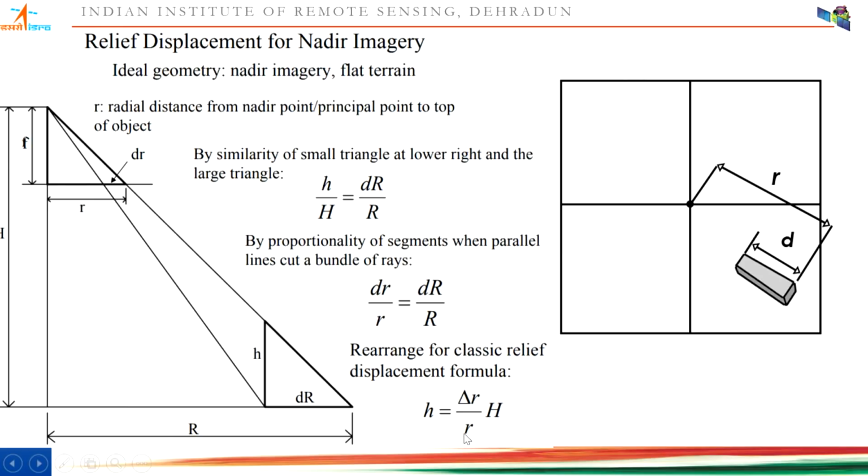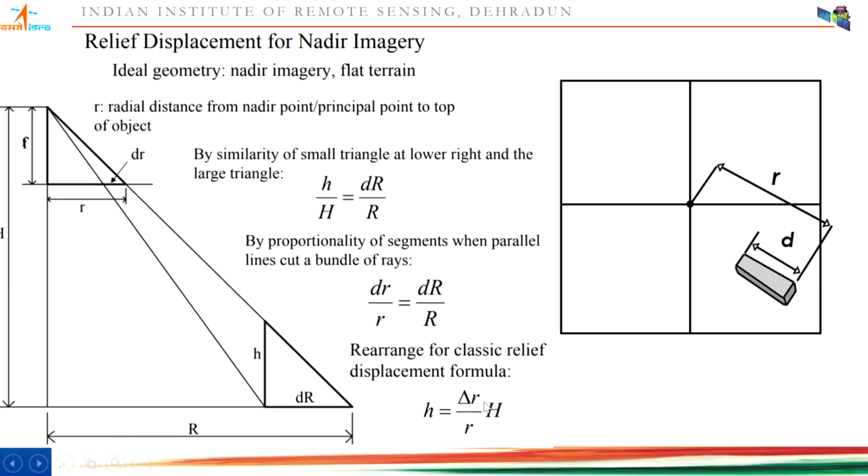Now let us see, if the object is at nadir, that means the object is here, so the radial distance is 0, and the relief displacement is 0. You can calculate delta r from here. Delta r becomes small r into h upon capital R. So if small r is 0, that means the relief displacement is 0. Relief displacement is directly proportional to the height of the object: the more the height, the more the relief displacement. Similarly, relief displacement is inversely proportional to flying height.